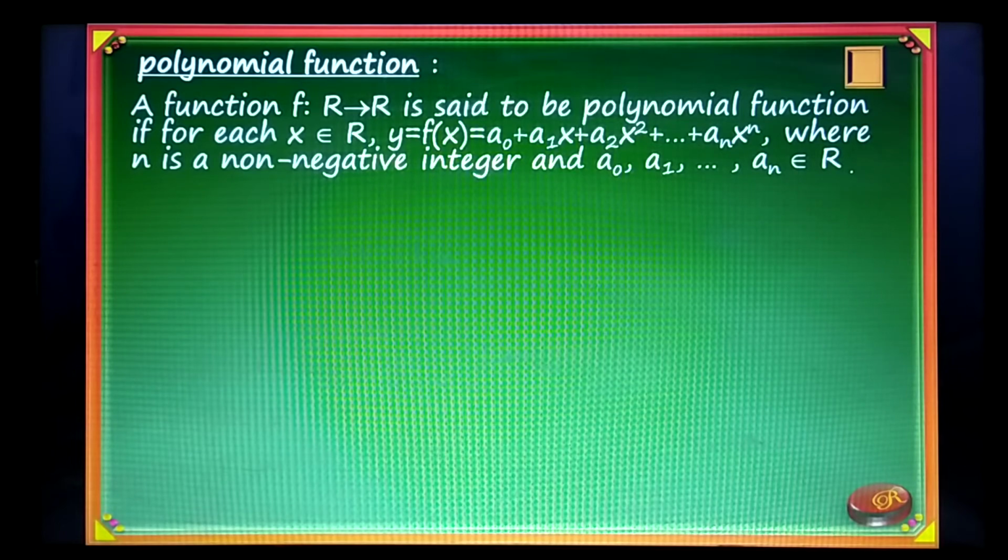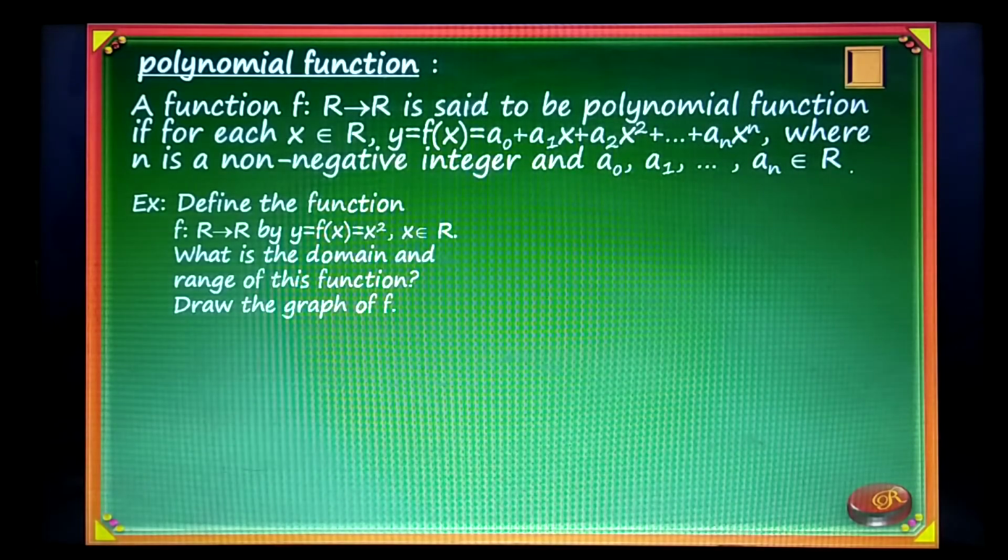Example. Define the function f from R to R by y = f(x) = x², x belongs to R. What is the domain and range of this function? Draw the graph of f. Solution.